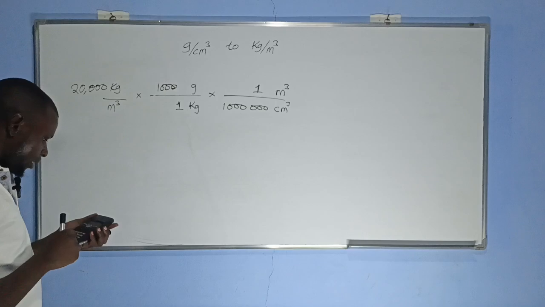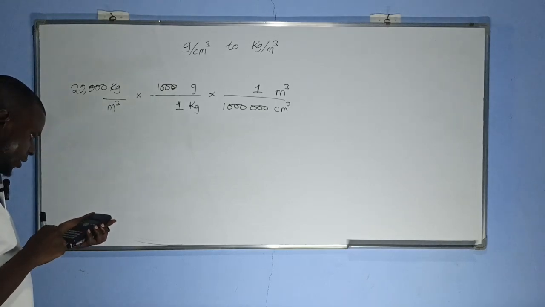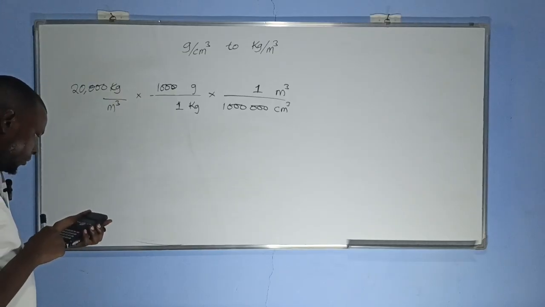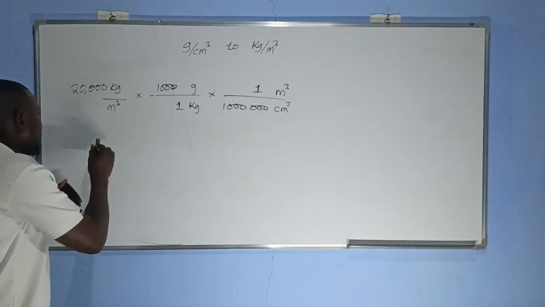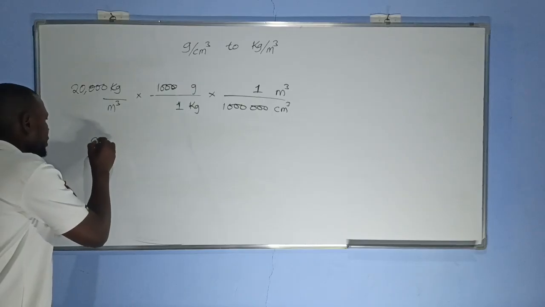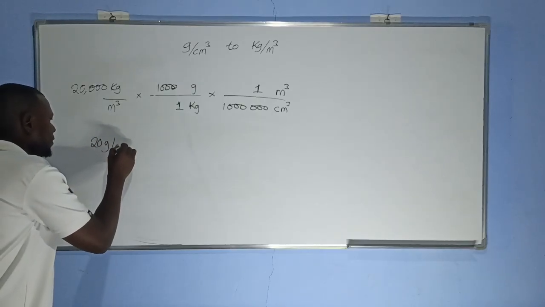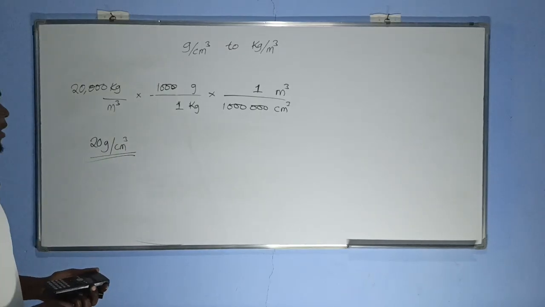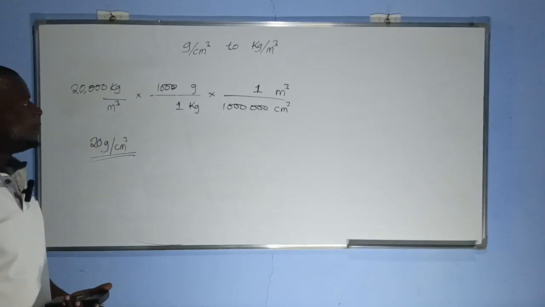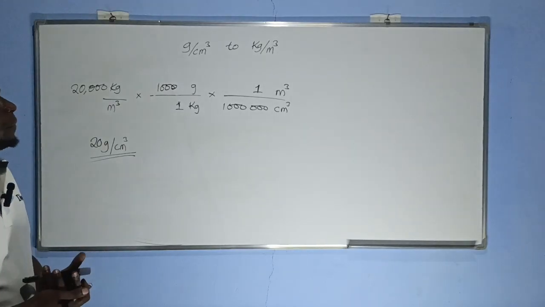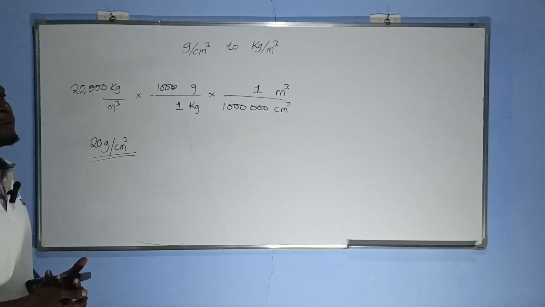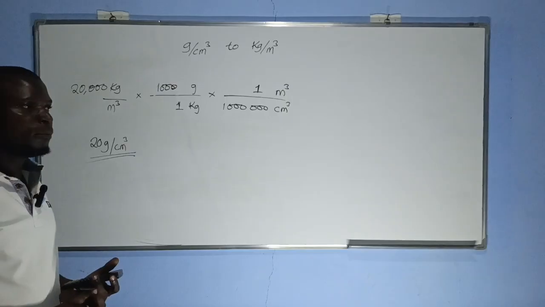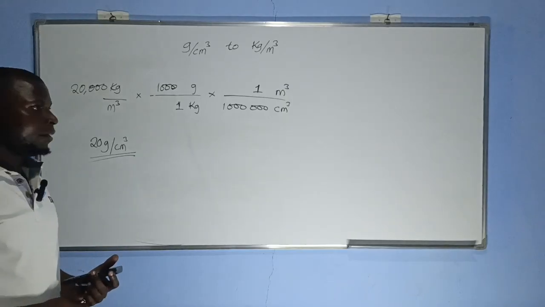So let me do that. 20,000 by 1,000 is giving me 20 million. If I divide this by a million, this is giving me back my 20. So we'll have 20 grams per cubic centimeter as my answer in this case. So this is how you convert back and forth. You can convert from kgs per cubic meter to grams per cubic centimeter and also convert grams per cubic centimeter to kgs per cubic meter in this way.